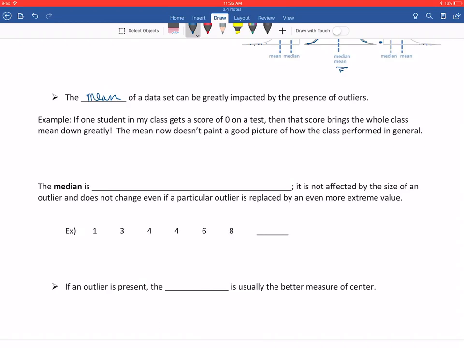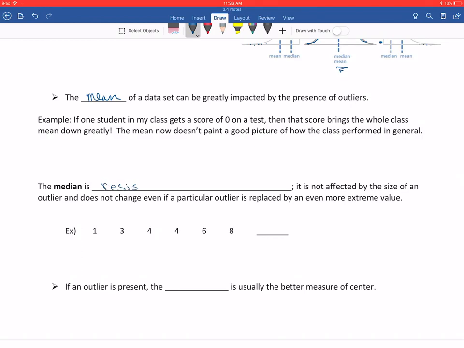So one example is if a student in one of my classes gets a score of 0 on the test, then that score brings the whole class average or mean down greatly. Now the mean doesn't paint a good picture to me of how the class performed in general, and when those cases arise, I absolutely use the median for my average, for my center calculation instead.